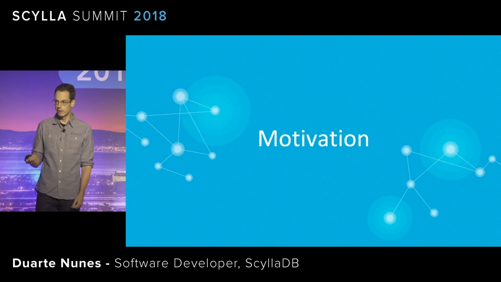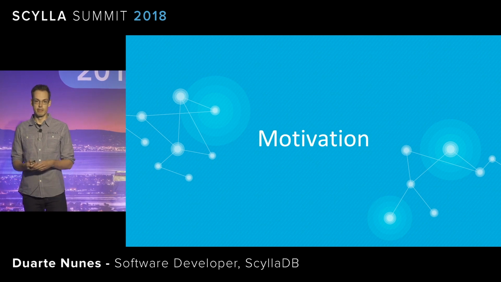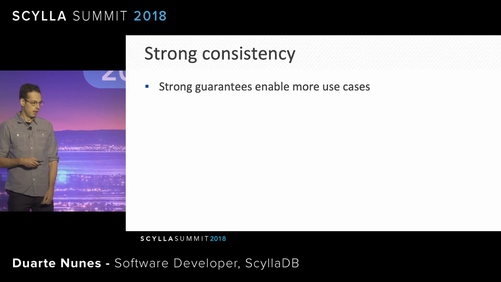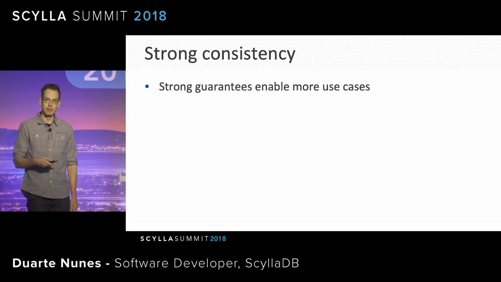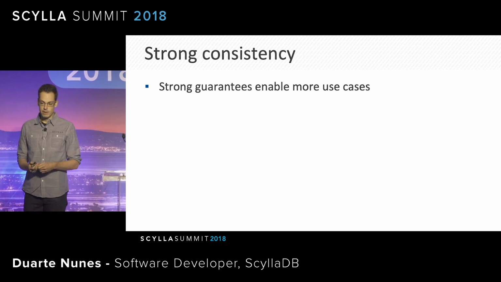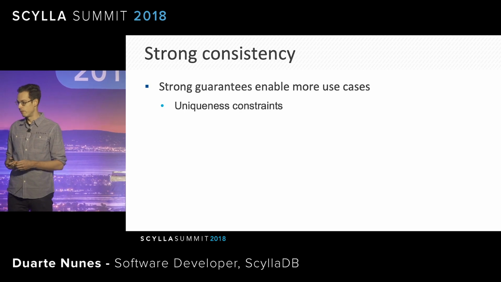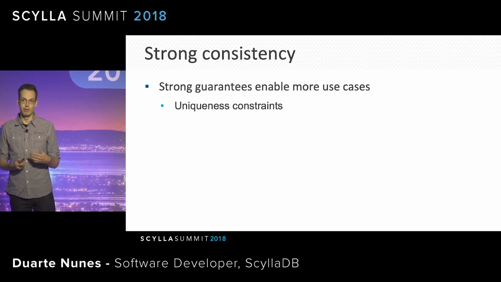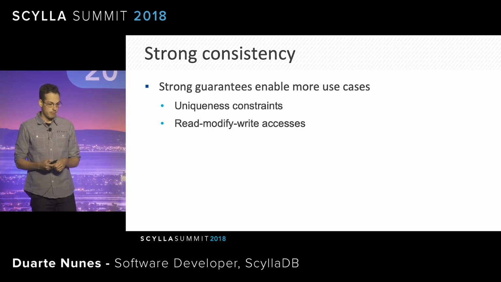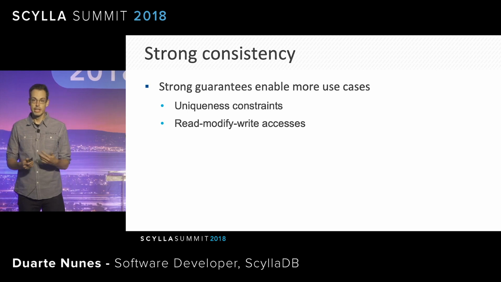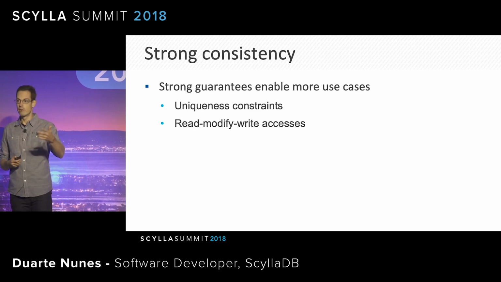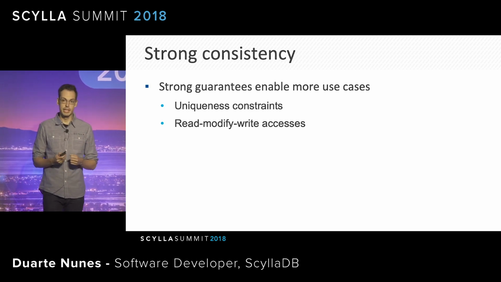Before I go on to more details, why do we want to introduce consensus protocols in Scylla, and why do we want to introduce strong consistency? There are a lot of external use cases that can be enabled by strong consistency. You can have uniqueness constraints. For example, if your application requires a user to have a unique email address, you can leverage this to ensure that. You can implement read, modify, write accesses, where you read some piece of data, you evaluate it, and then you write back a new version without having to worry about concurrent accesses.